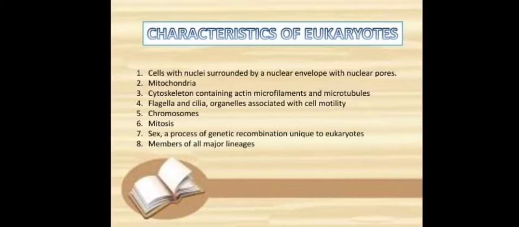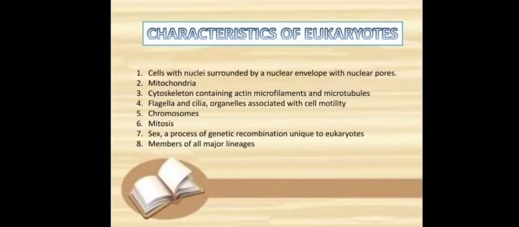Number 1 is cells with nuclei surrounded by a nuclear envelope with nuclear pores. This is the single characteristic that is both necessary and sufficient to define an organism as a eukaryote. All extant eukaryotes have cells with nuclei.